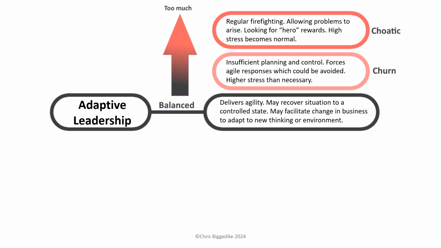When adaptive leadership becomes too common, it's normally a sign of insufficient planning and control, which is to say that it's a sign that other leadership is not happening. This lack of other leadership is forcing agile responses which could be avoided. This is a higher stress situation than is necessary.